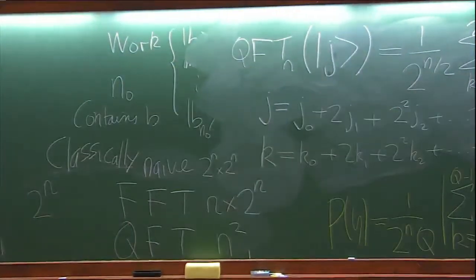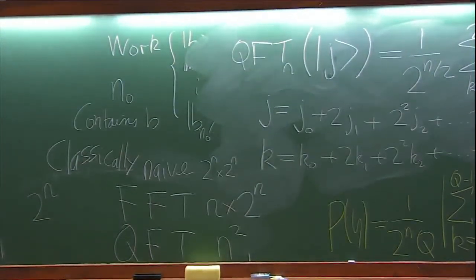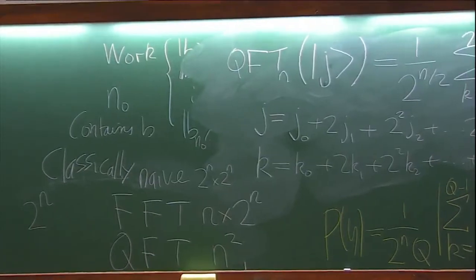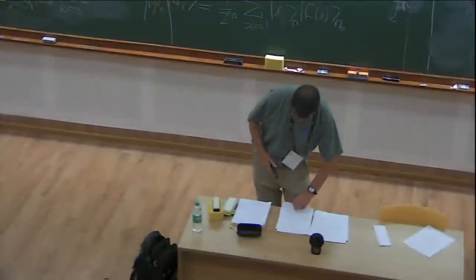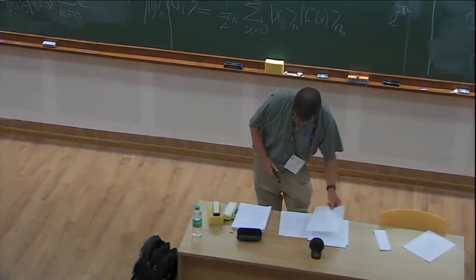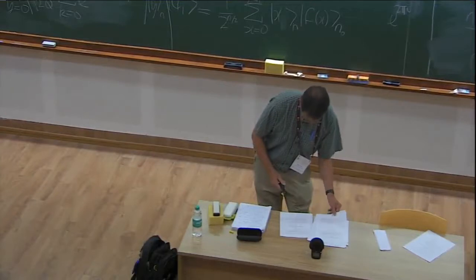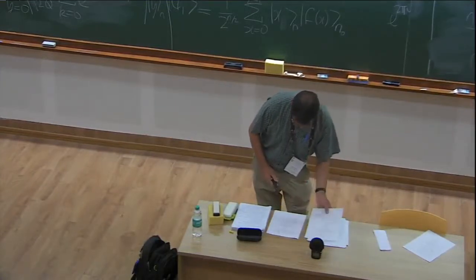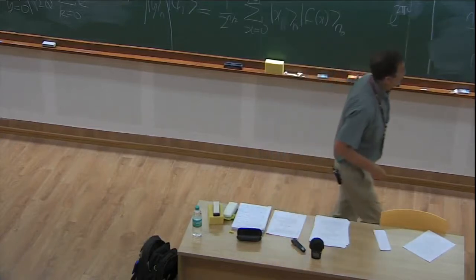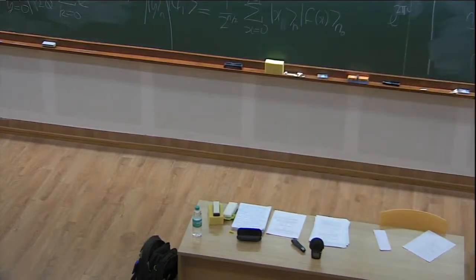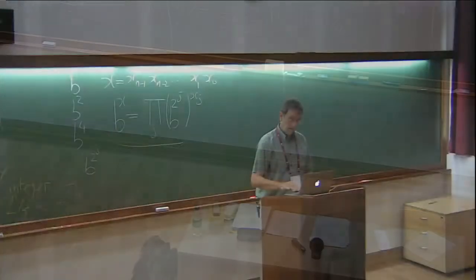So, of course, this is, as usual, a bit of an illusion, because we can't extract all those 2 to the n Fourier coefficients out of our computer. We have to do a measurement, and then we just get one of them. So now we are going to discuss what we do when we've got this Fourier transform.